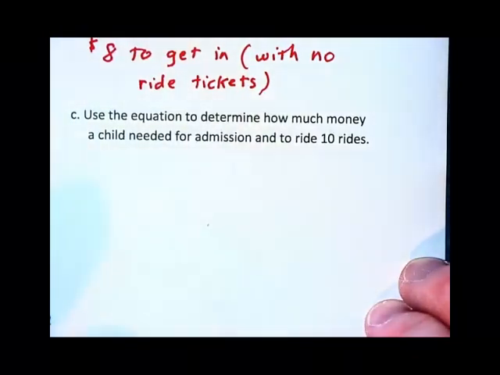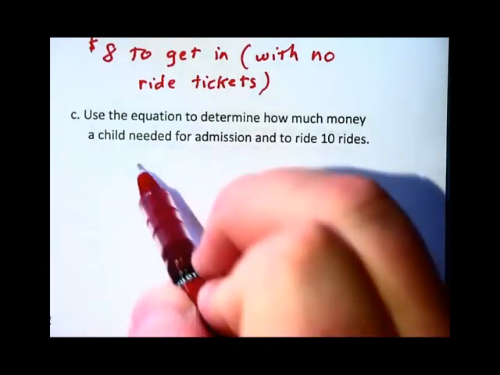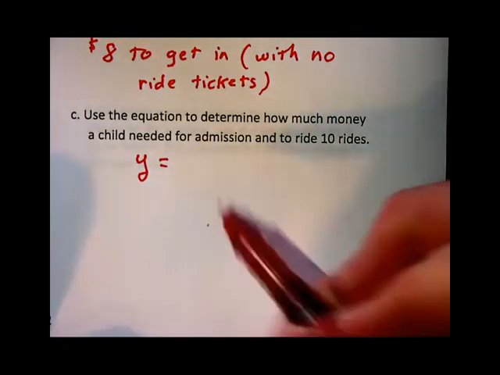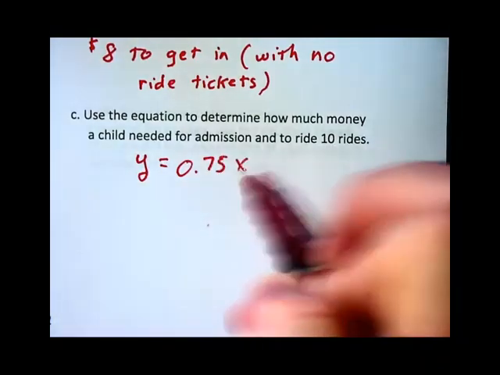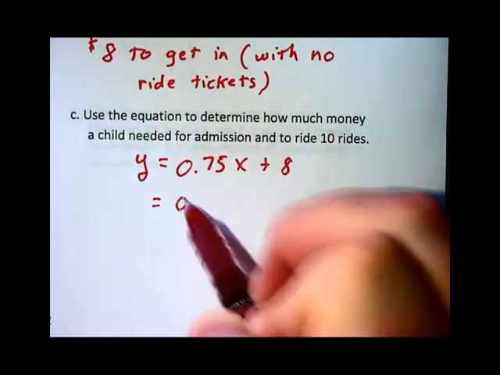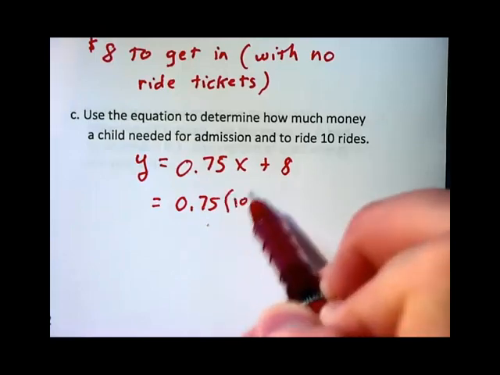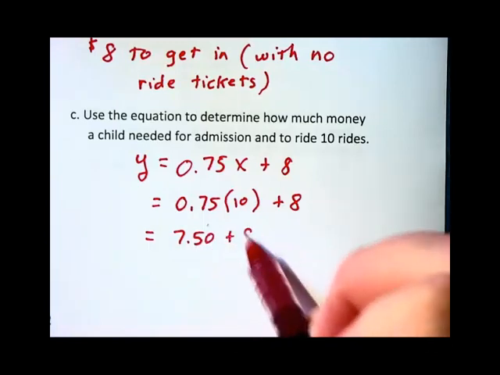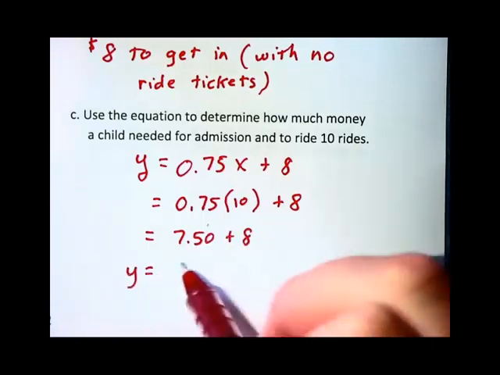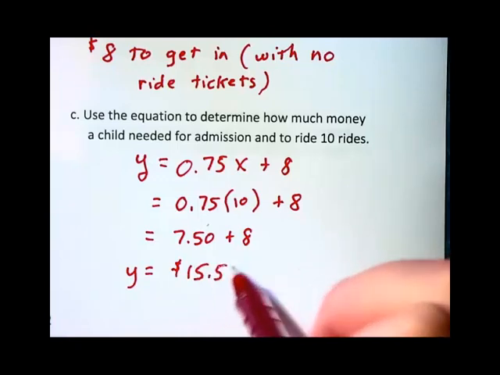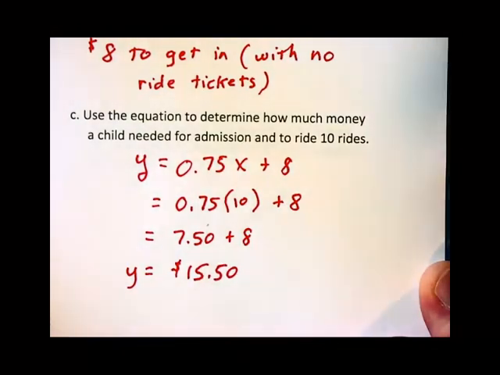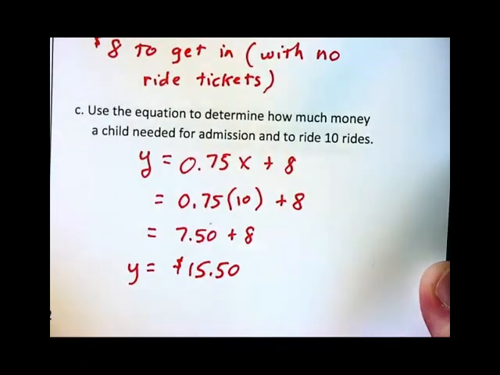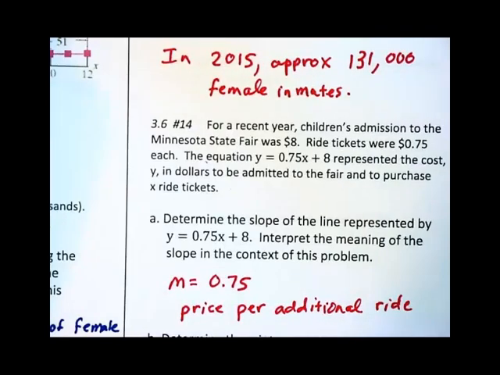Problem C. Use the equation to determine how much money a child needs to get in admission and ride 10 rides. Well, we start with the equation y equals 0.75x plus 8. If they're going to go on 10 rides, that would be 75 cents times 10 plus the $8. So that would be $7.50 plus the $8, meaning the child would need $15.50 for that day at the fair. Okay, let's move on to the next problem.